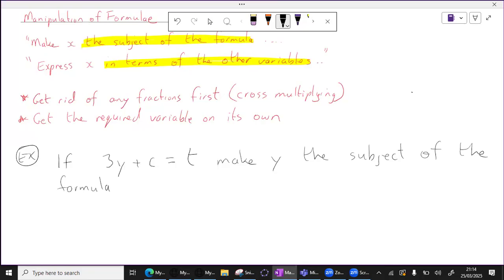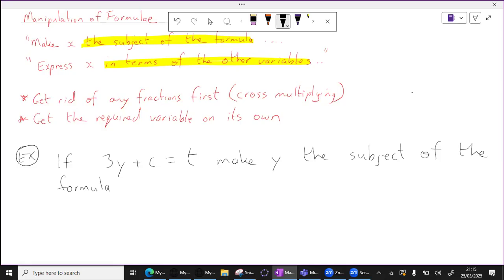So let's go straight to the first example, and I can explain this a little bit better. It says if 3y plus c equals t, make y the subject of the formula. So what they're really asking you to do here, I mean, to manipulate means to kind of change or have an influence on. So here we want to change or influence the sentence so that y is the subject. In other words, y is the one on its own.